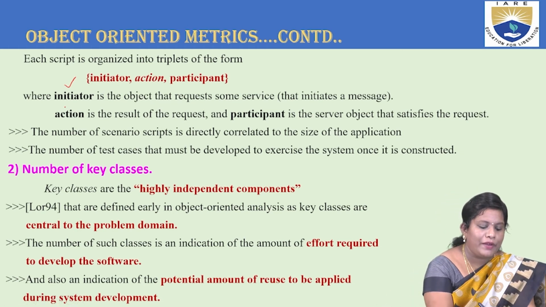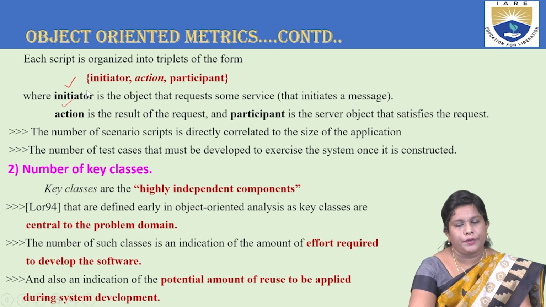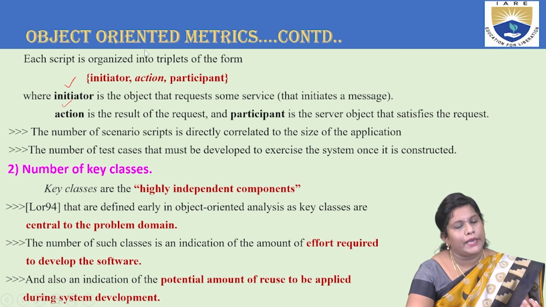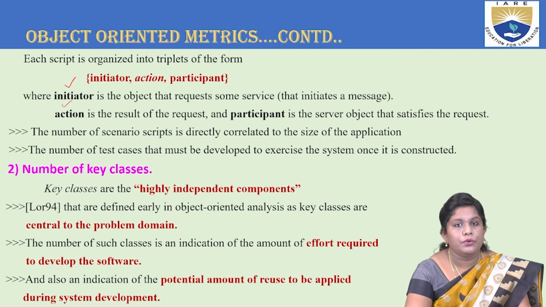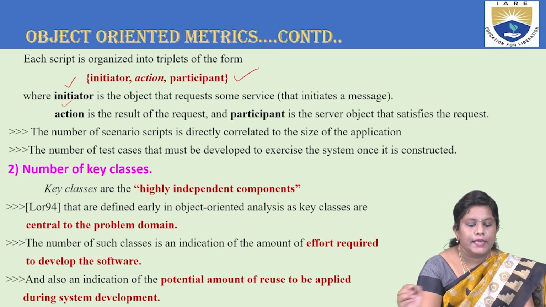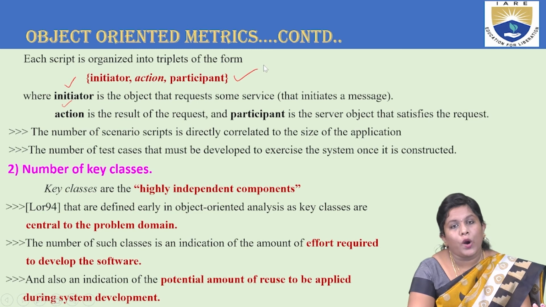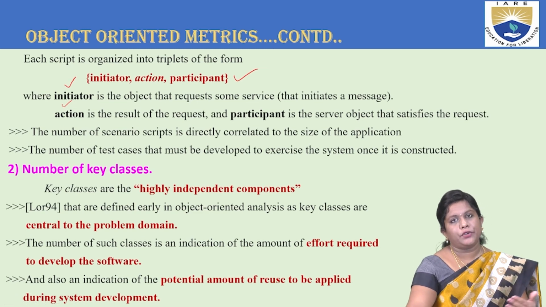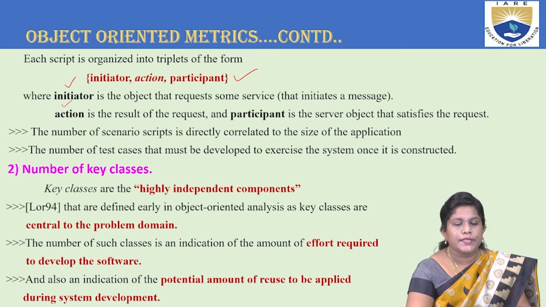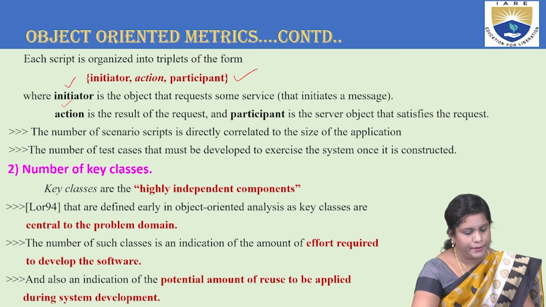Next, what kind of action is being performed, right? It can be by a user or any other participant who is trying to satisfy the request of the server. And the participant, yeah? So these are the three main things that elaborate what object-oriented metrics is talking about: the initiator, action, and the participant, right?